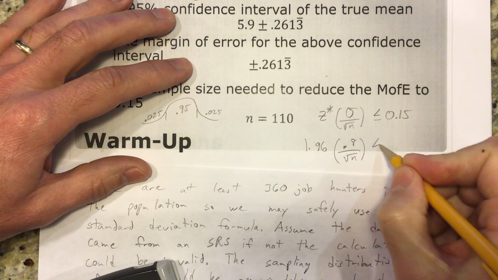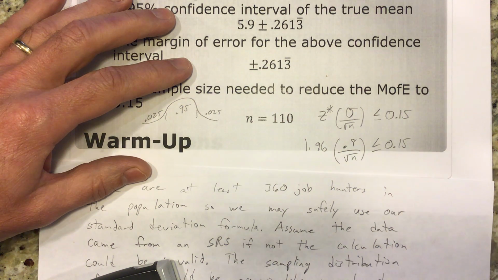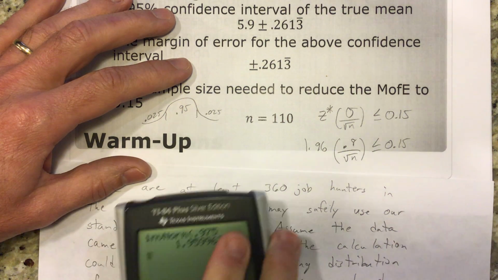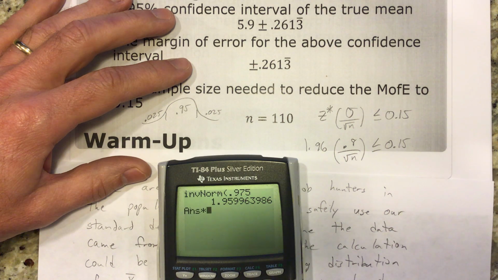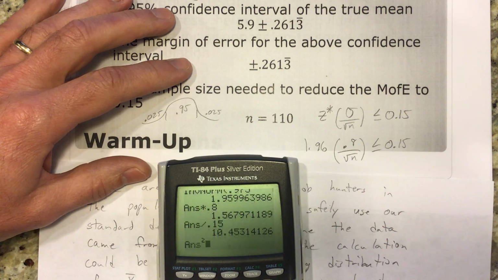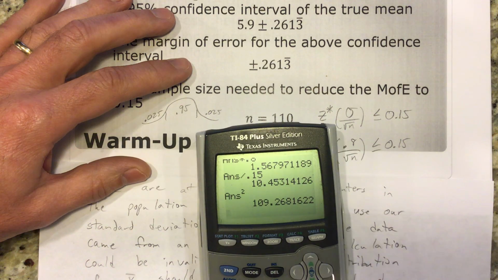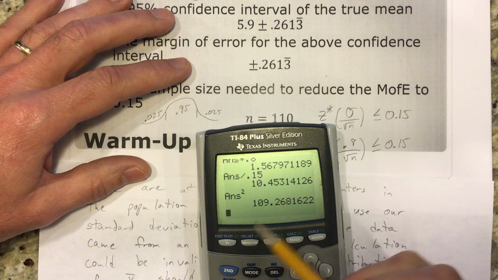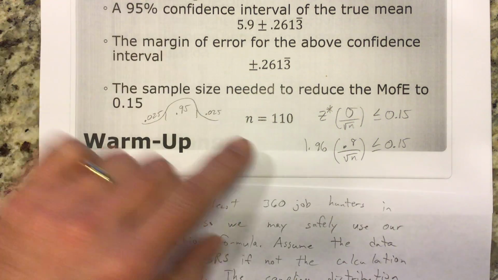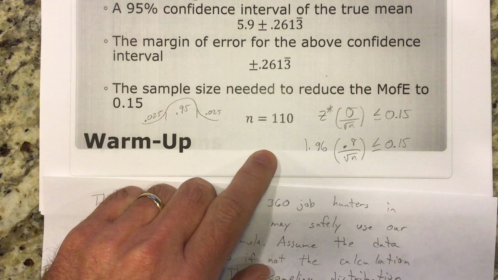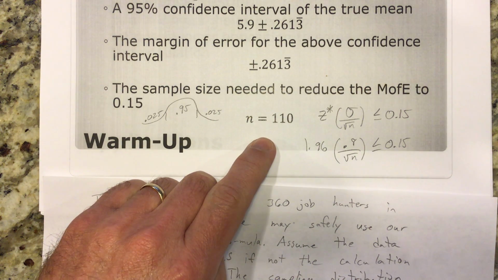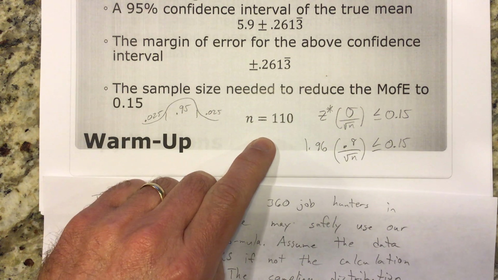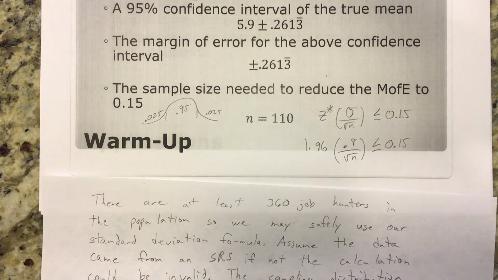So you're going to take that value for z star, approximately 1.96, and 0.8 over the square root of n less than or equal to 0.15. Okay, solving that. And there we go. So again, remember, I cannot have a sample size of 109 point whatever, so I have to go up to a sample size of 110. And again, write this as a complete sentence answer. You would need a sample size of at least 110 to reduce the margin of error to 0.15.